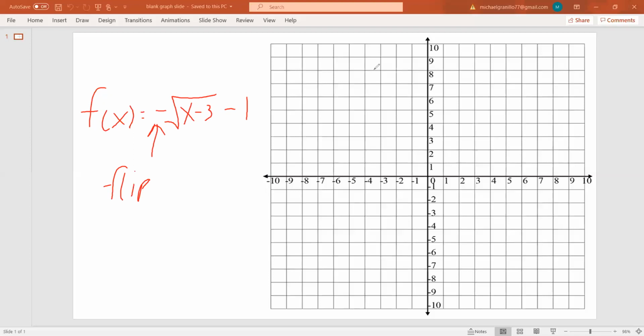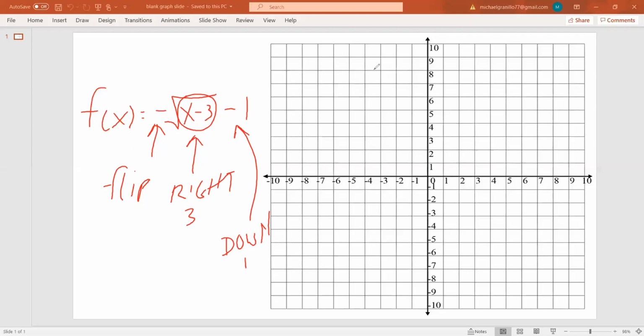And then this part that's underneath the square root, that is going to move it. Remember, it kind of works opposite because we've got to think about what makes that 0. That's going to move it to the right 3, okay? And then this guy is going to be a vertical shift down 1, okay? So we have a flip. We're going to shift it to the right 3. We're going to move it down 1.